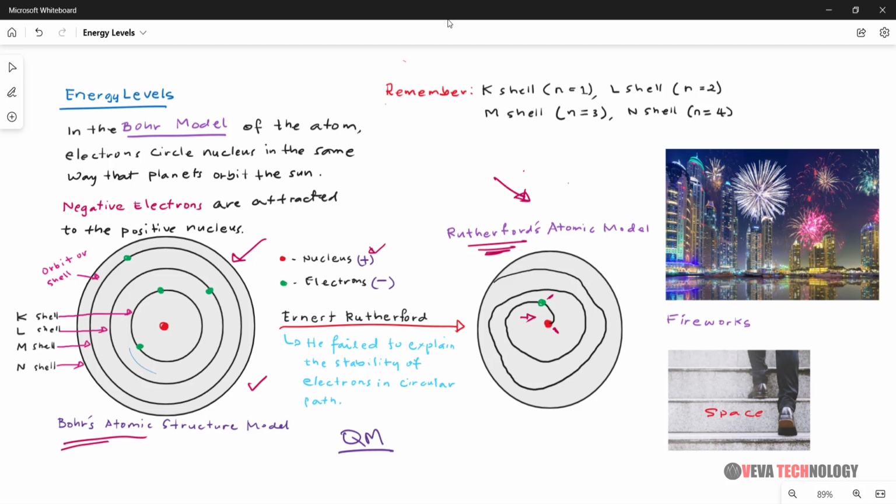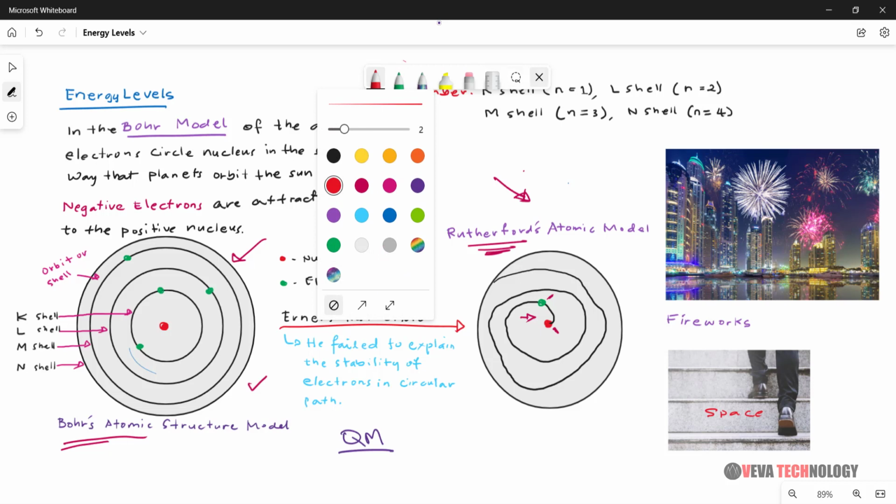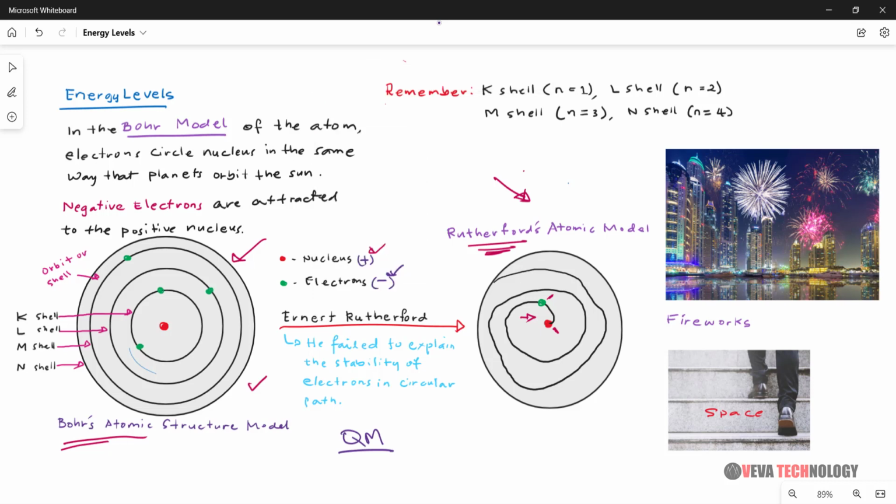So these are the electrons orbiting around the nucleus. Now the electrons with a negative charge are going to be attracted to the positive charge of the nucleus. And the circles that you see here, circles, orbits, or shells, or energy levels, we can use interchangeably. These terminologies are represented as K, L, M, and N, or n equals 1, n equals 2, n equals 3, and n equals 4, the shell numbers indicated by the letter n.